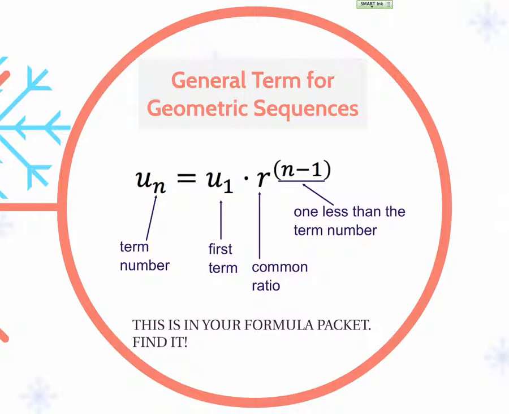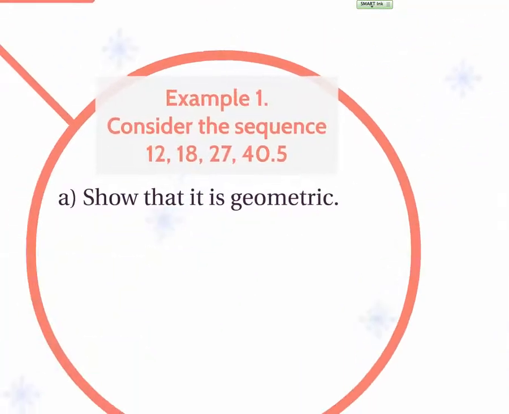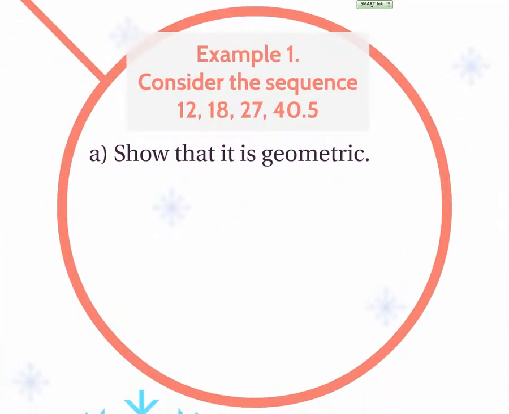All right, so kind of like Wednesday, we're going to have 3 examples with the same sequence. So this is the sequence we are going to take a look at: 12, 18, 27, 40.5.